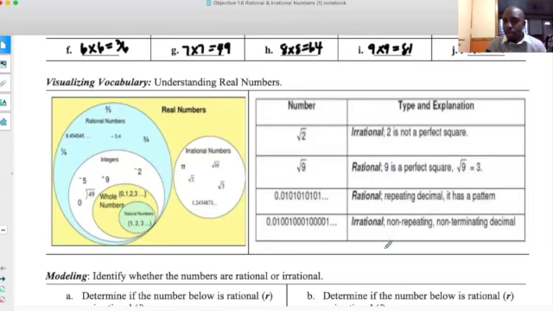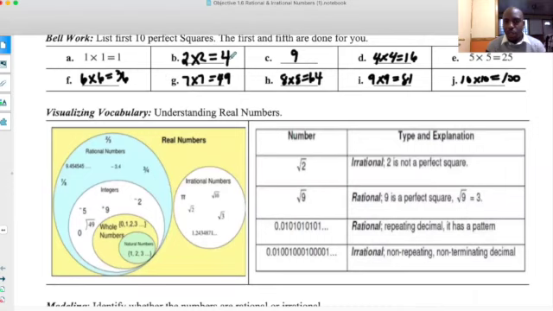Let's look at this table here. The number radical 2 is an irrational number. Now, why is that the case? Because 2 is not a perfect square. We look up on our chart, we can see the number 2 is not one of these numbers that are equaled, right? 2 times 2 gives you 4, but 2 itself is not a perfect square. 4 is, okay?